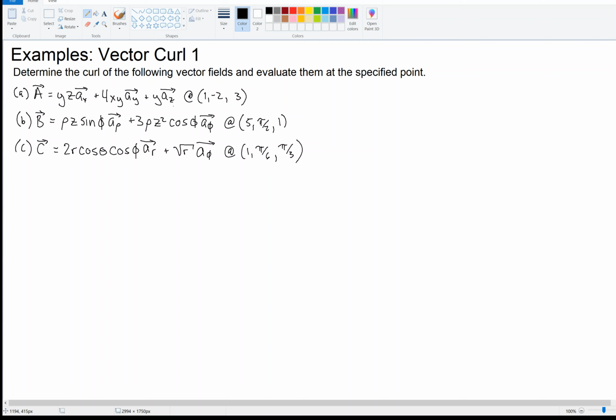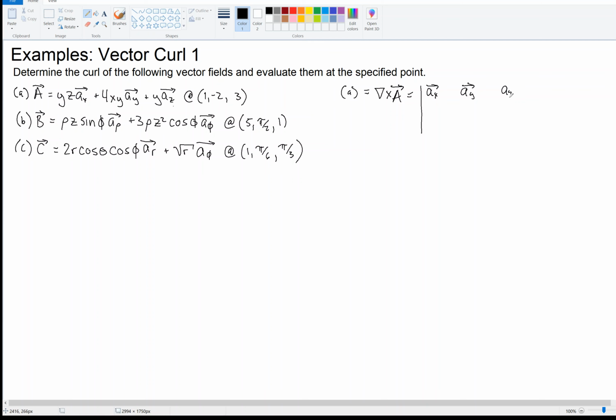Okay, so part A here, I've got something in the x direction, in the y direction, and in the z direction. So this is Cartesian coordinates system. So I'm going to just remind you that the curl is this del cross A, like this. And in Cartesian coordinates, what that means is we're going to calculate the determinant of this guy.